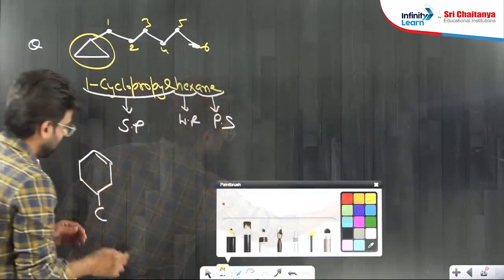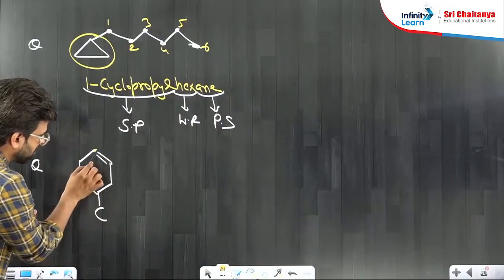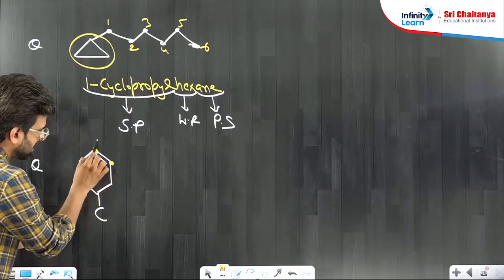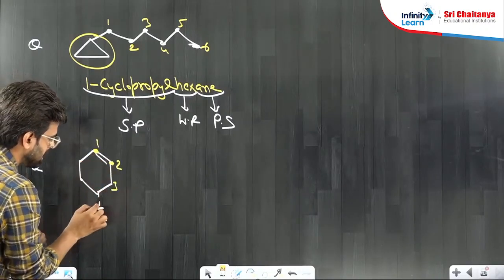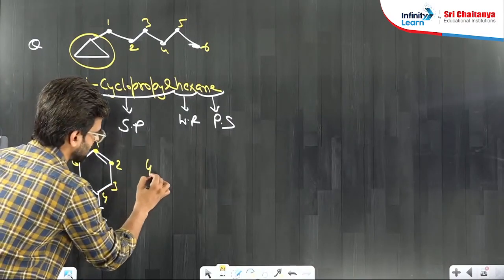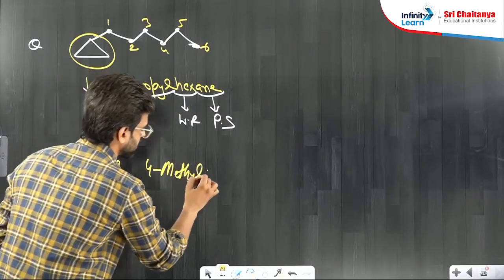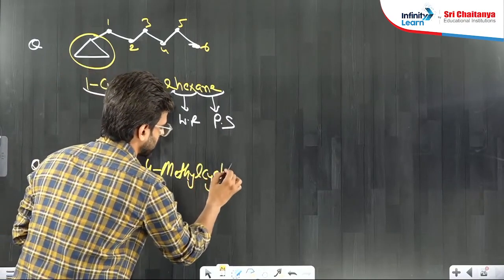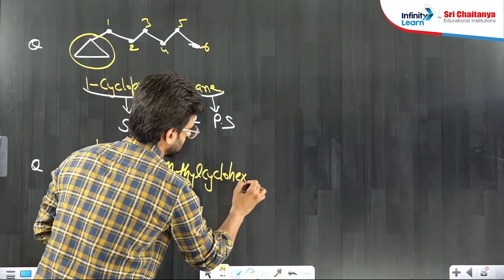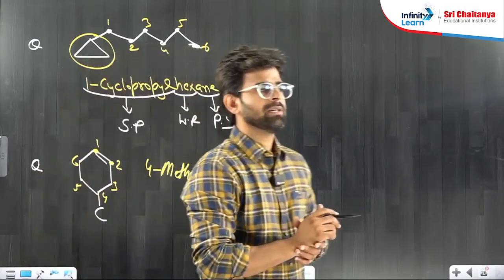Be careful. In numbering, my pi bond is more important. So I will start from where? Pi bond. I will say 1, 2, 3, 4, 5, 6. Okay, bacha. Next is 4-methyl. The name is 4-methylcyclohex-1-ene. Very good.